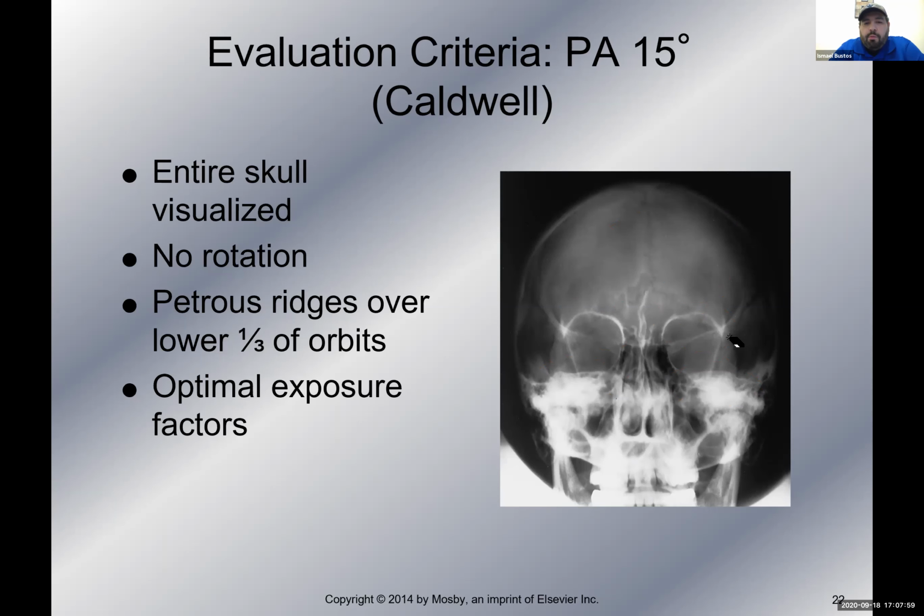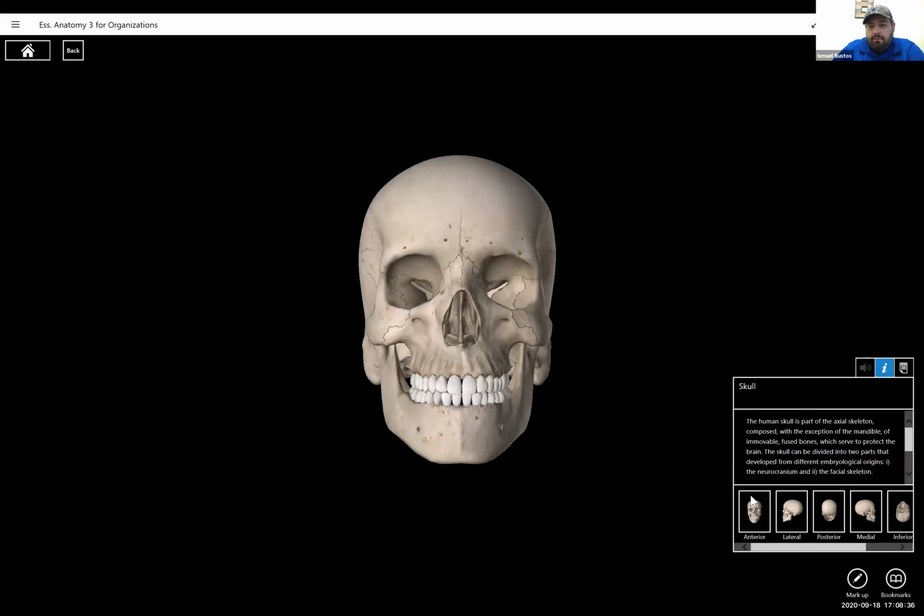All right. So when we're looking at rotation, we're going to look at the distance between the lateral margin of the orbit and the lateral cranial cortex. So we're looking at this portion here to the edge of the head. If the distances are the same on both sides, then there's no rotation. However, if the distance is greater on one side than the other, then you have some rotation. So let's go back to this guy.